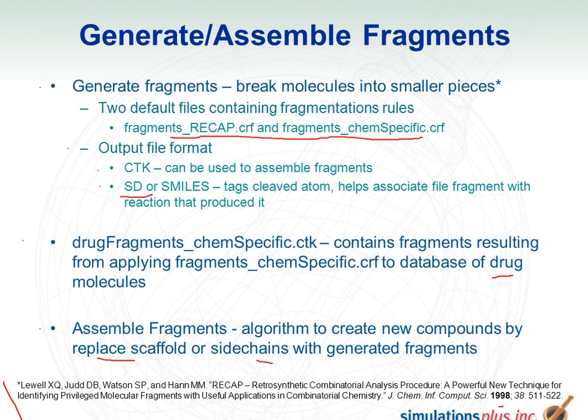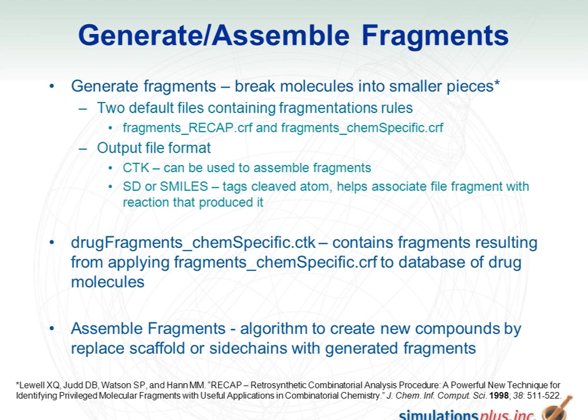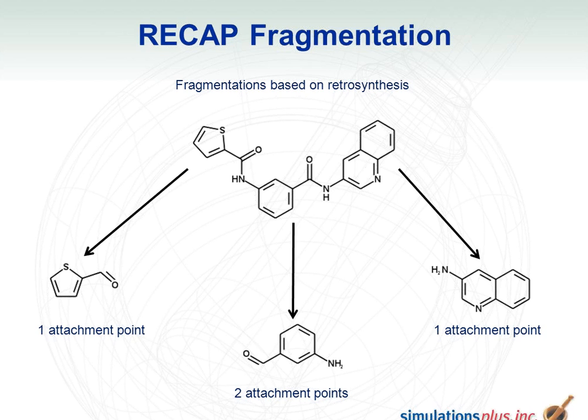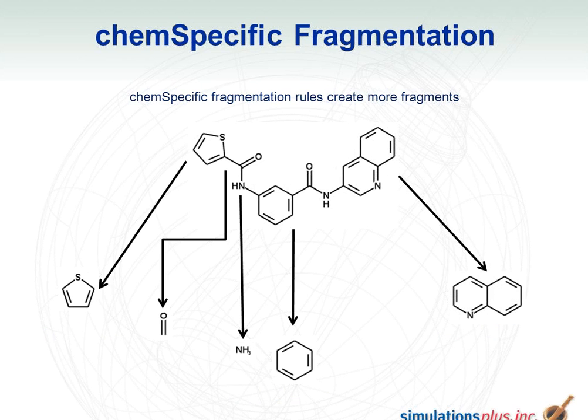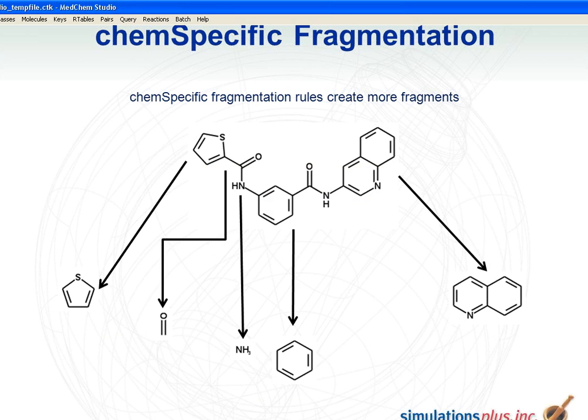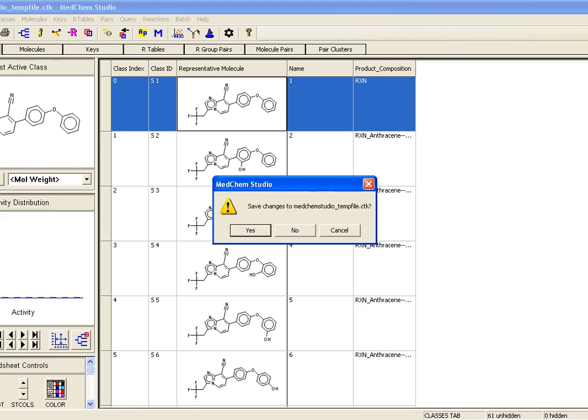So here's just some fragmentation results based on the retrosynthesis analysis. Again, we have our diamide, and so the RECAP rules would just break this into 3 pieces, kind of 2 side chains and a scaffold. Our MedChem-specific file would break this up into much smaller pieces, so you'd have the thiophene, the carbonyl, the amine, the phenyl group, and then the quinoline as the fragments here. So let me again pop into MedChem Studio. This is the file I need to close.